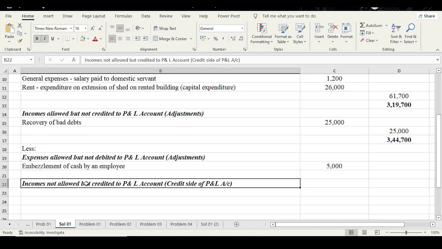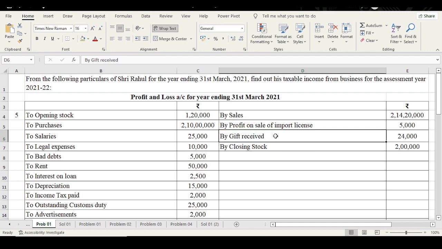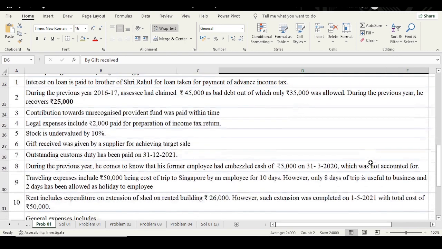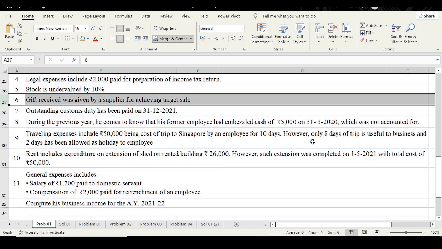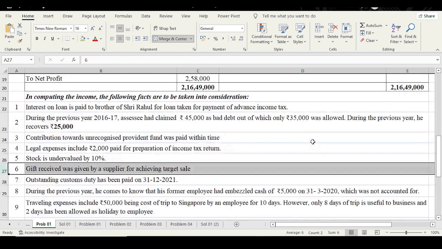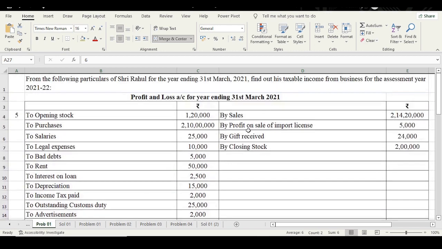We are looking into incomes not allowed. Okay, coming to gifts received. Gifts received is 24,000. Do we have an adjustment? There is an adjustment for gift received. What is mentioned? Gift received was given by a supplier for achieving target sale. So a supplier has given the gift to the business for achieving the target sales. As such, it is a gift that is related to business and hence it is allowed.